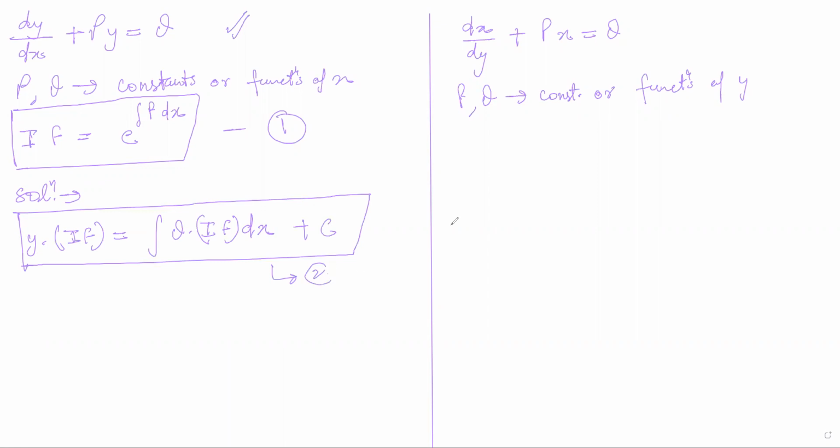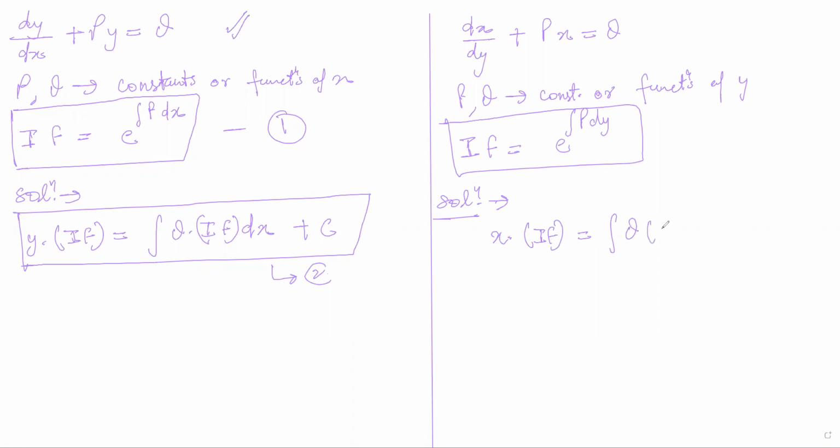Now, based on this, can you tell me what is the integrating factor for this equation? What will be the integrating factor for this? E raised to integral p of dy. Dy, correct. And what will be the solution, Nazia? X into integrating factor is equal to integration of q into integrating factor dy plus c, right. So the only difference is we will change the dependent variable with the independent variable in the second case, right?